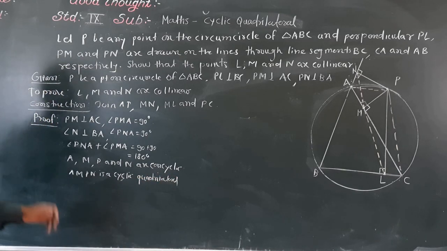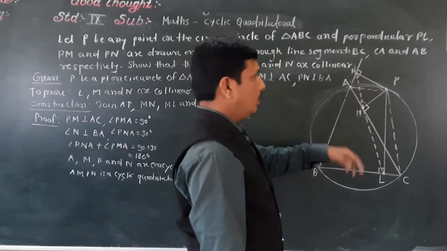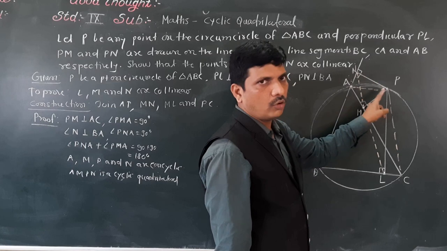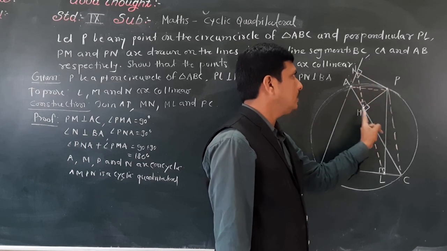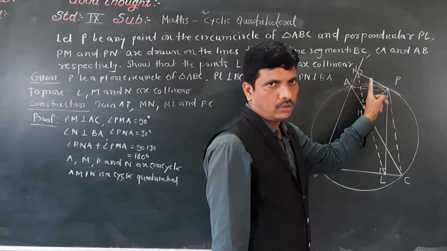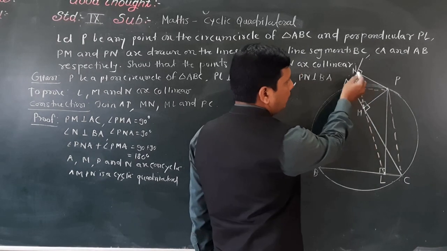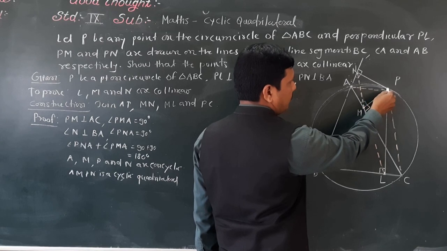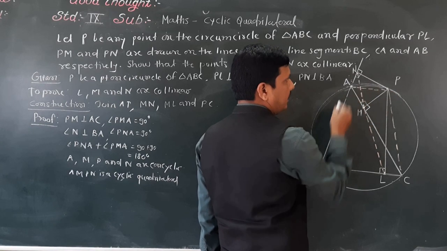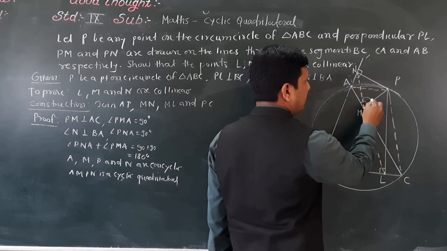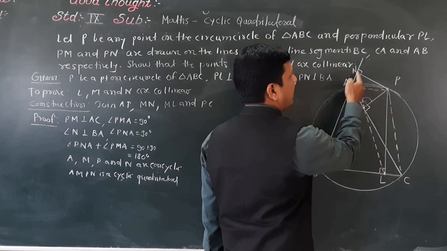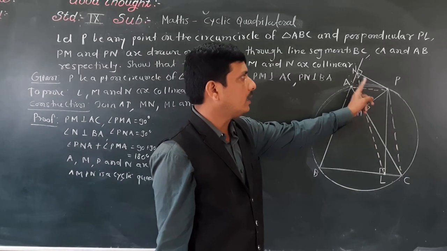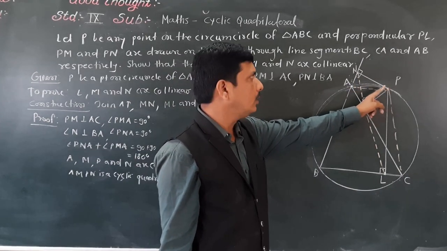Okay, this is a cyclic quadrilateral. Also, one more thing we can see here: PN is a chord. If we take a circle, then PN is a chord, and due to PN, this is a common base. Due to PN, which angle will you see? PMN and PAN will be equal because angles in the same segment are made by chord PN.